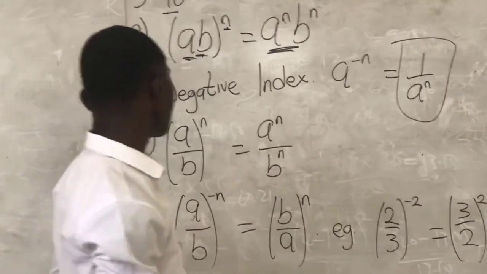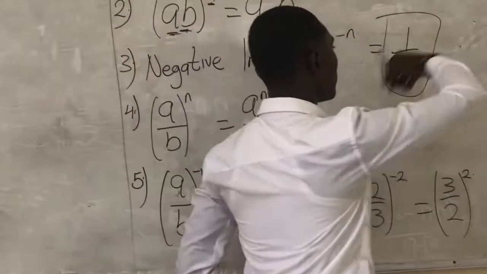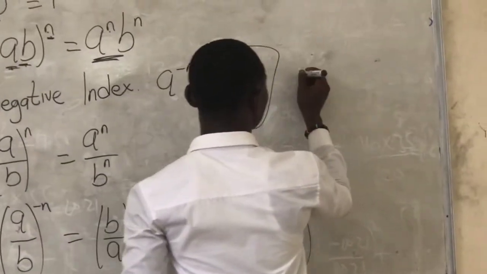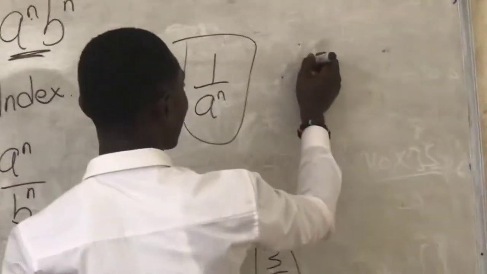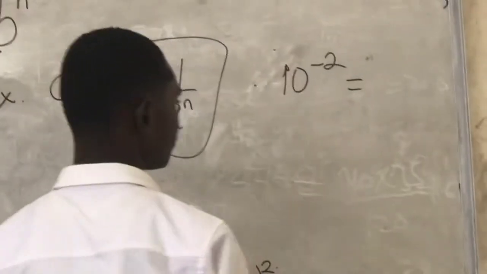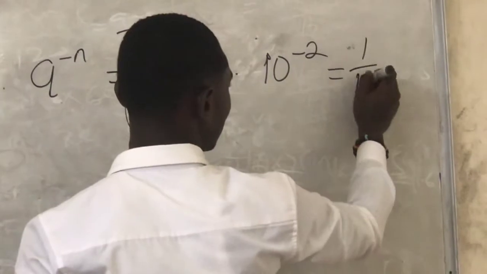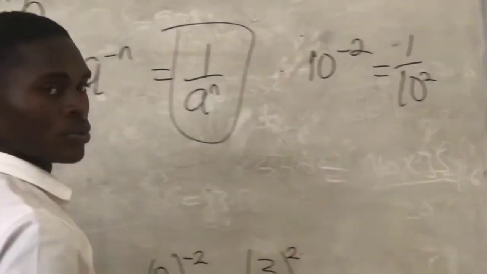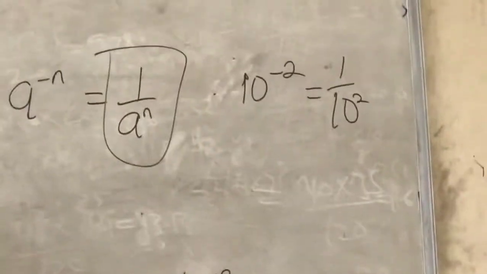So let's see this example here. Whenever we have an example, maybe 10 index negative 2, it will be like this: 1 over 10 index 2. This is how we treat the negative index.